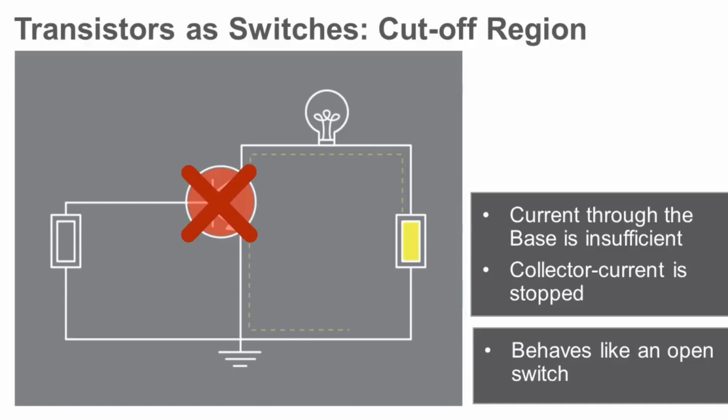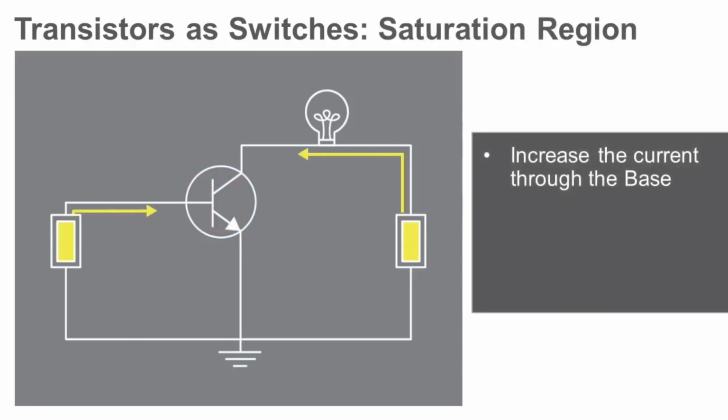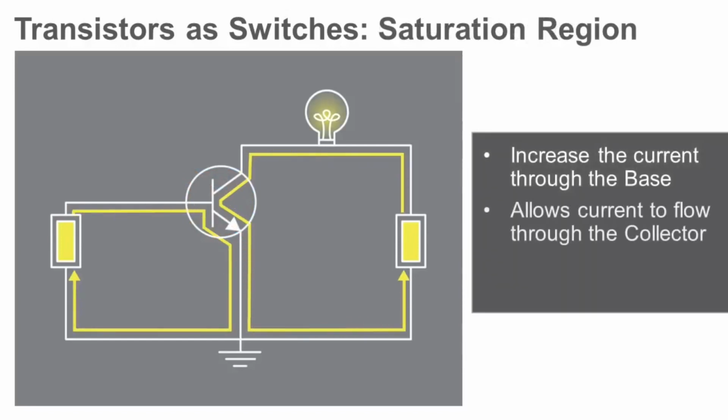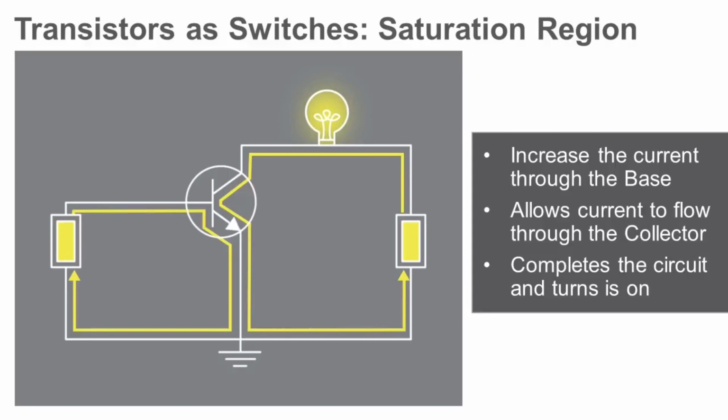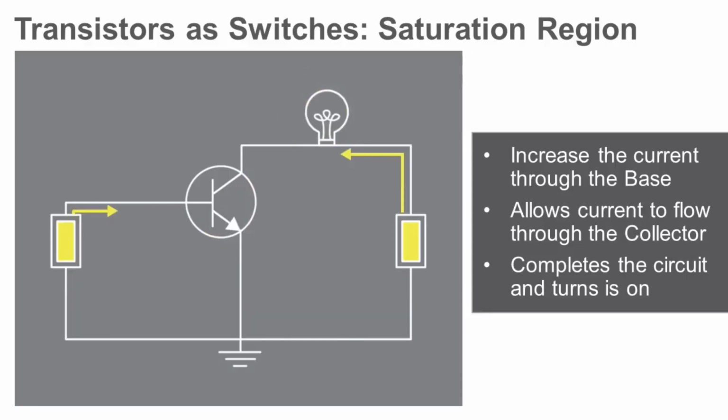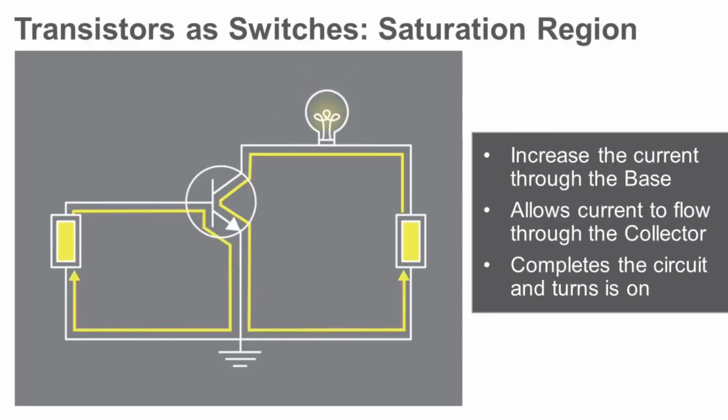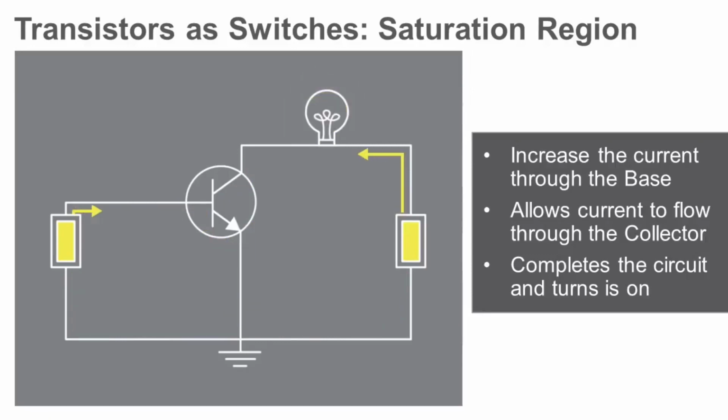To turn the circuit on, increasing the current through the base will allow current to flow through the collector, completing the circuit and turning it on. This is the fundamental behavior of a transistor. When this happens, the current through the collector and the emitter is enough to power the circuit's components. When this happens, the transistor is operating in the saturation region. In the saturation region, a transistor behaves like a closed switch.